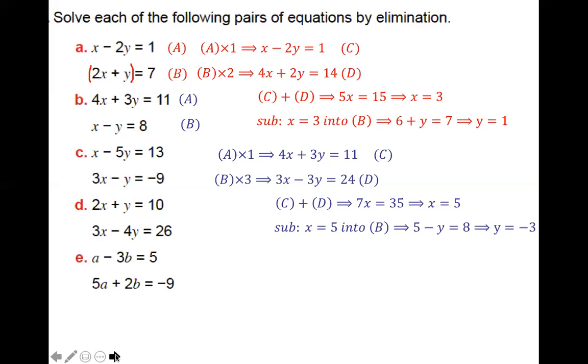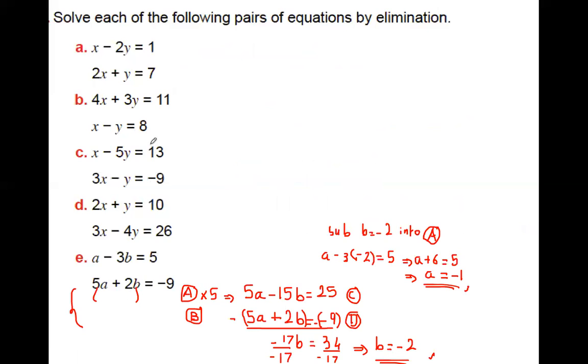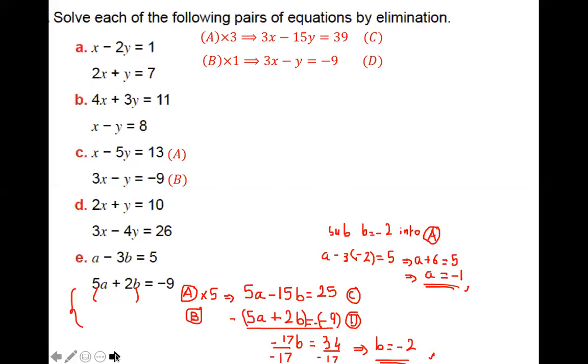So for C, I'm going to go to the next page. So for C, I've got x minus 5y. So they're both the same sign, so it's up to us what we're going to do. We either prefer to time by 5, or we prefer to time by 3. So here we're going to decide, okay, let's do by 3. So that tells me that 3x minus 15y equals 39. And B, I'm just going to keep it the way it is by timing it by 1.